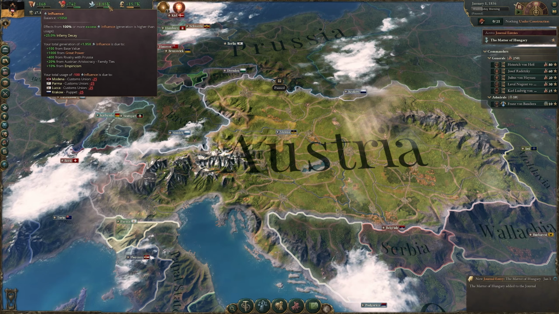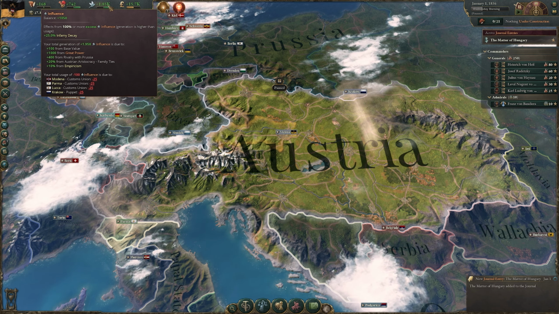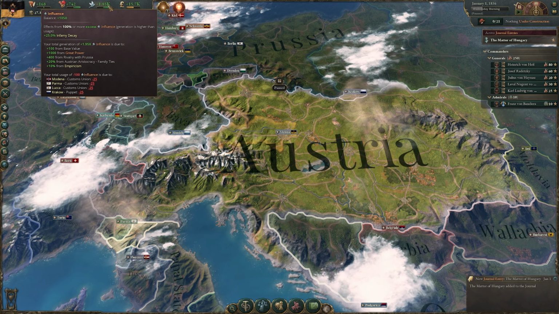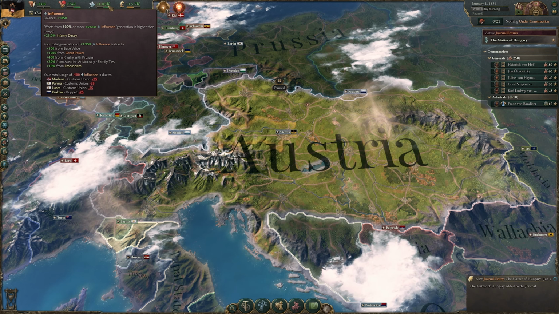Next up is influence, and that is your ability to affect other countries around the world and how they look at you. Now, this is more than just that, of course, but influence is primarily generated by your rank.